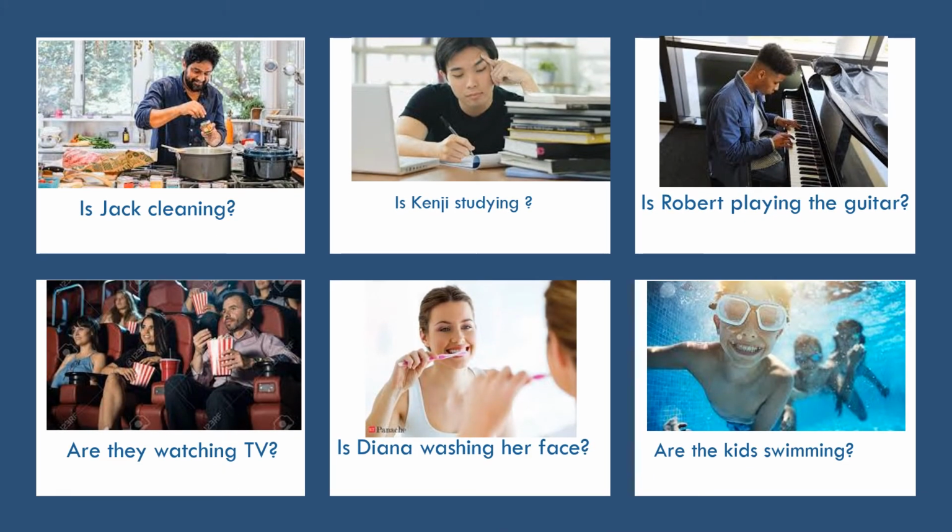Now let's see these 6 questions. Is Jack cleaning? Is Kenji studying? Is Robert playing the guitar? Are they watching TV? Is Diana washing her face? Are the kids swimming? Take a couple of minutes and answer these questions in your notebook too.